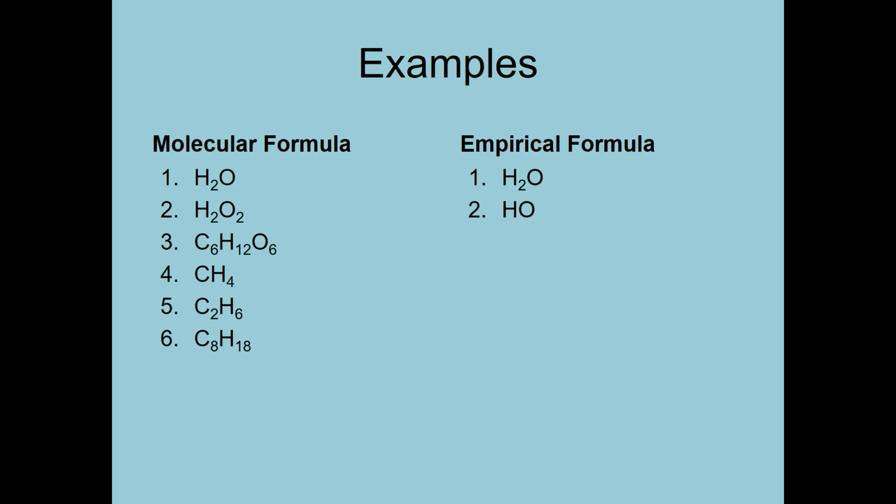All right, C6H12O6 reduces down to CH2O. CH4 stays as CH4. C2H6 becomes CH3. And C4H9 is the empirical formula for C8H18. Pretty simple, right? Feel like if I give you a molecular formula, you can come up with the empirical formula. No problem. That's the easy part of today's lesson.